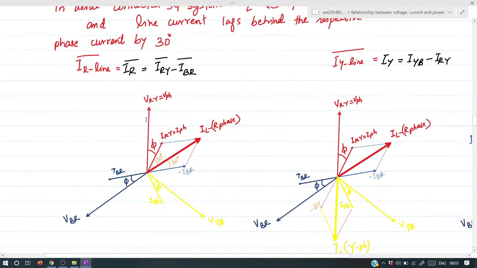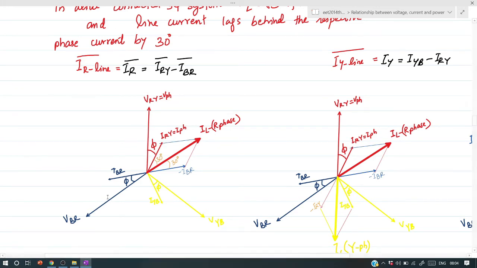First of all, let's draw the voltages which are mutually phase displaced by 120 degree. In the case of a delta connected system, line voltage is equal to phase voltage. So voltage in R phase can be taken as reference. So VRY is equal to VL angle 0, which is equal to V phase angle 0. So VYB lags VRY by an angle of 120 degree. Similarly, VBR lags VRY by an angle of 240 degree, or VBR phasor leads VRY phasor by an angle of plus 120 degree.